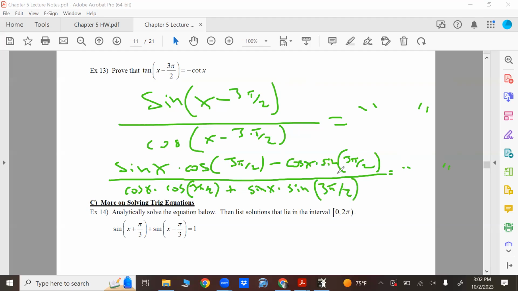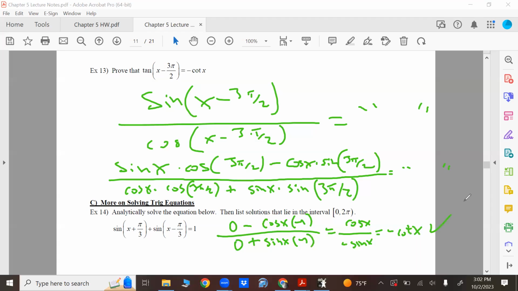Well, what's cosine 3 pi over 2? Good, I like that. So that just goes away. And sine 3 pi over 2 is negative 1, so it becomes cos x times negative 1. Down below, you have another 0. Then plus sine x times negative 1. So you wind up getting cos x up top, negative sine x down below, negative cotangent x. You have verified.